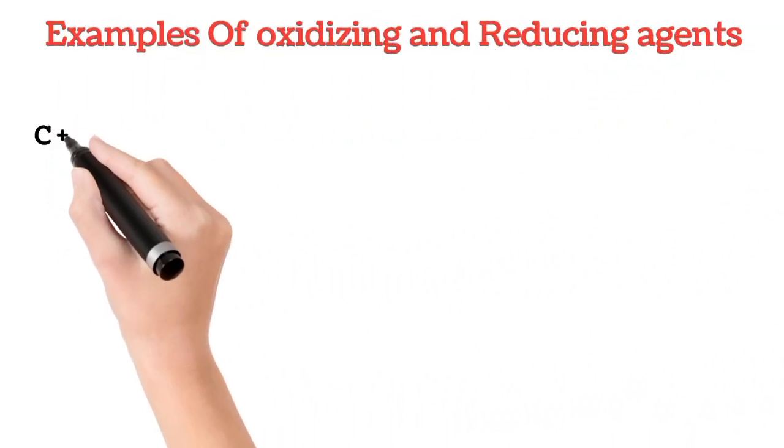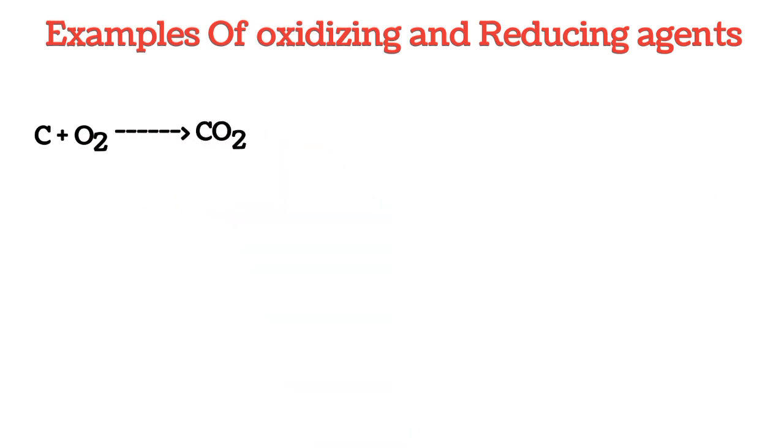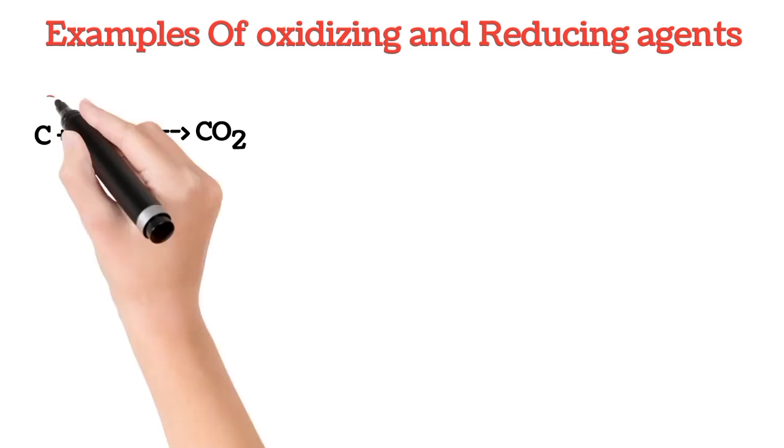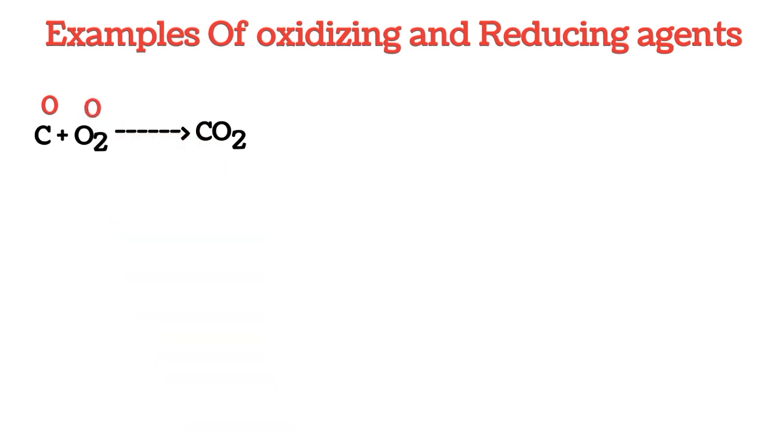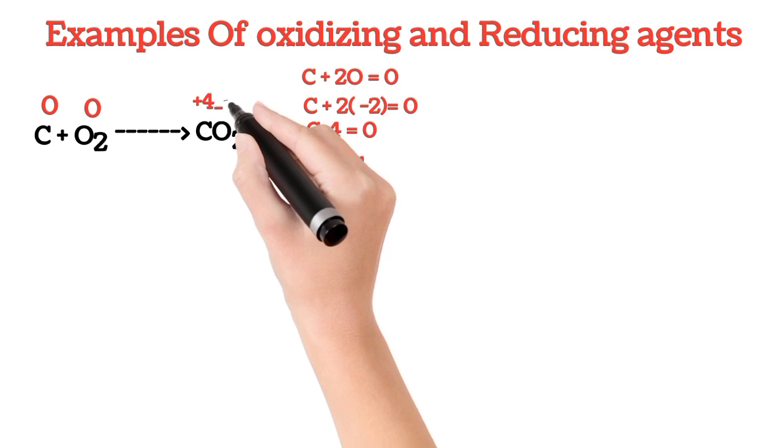Examples of oxidizing and reducing agents. When carbon reacts with oxygen to form CO2, we know that elements in their fundamental state have an oxidation state of 0. So carbon has an oxidation state of 0 and oxygen has an oxidation state of 0. But we need to know the oxidation state of carbon in CO2. That means carbon plus 2 oxygen equals 0, because the oxidation states of elements in a compound sum to 0. Oxidation state of oxygen is minus 2. That means carbon plus 2 times minus 2 equals 0. That means carbon minus 4 equals 0. Making carbon the subject of the formula, carbon will be equal to positive 4. That means that the oxidation state of carbon in CO2 is plus 4, while that of oxygen is minus 2.